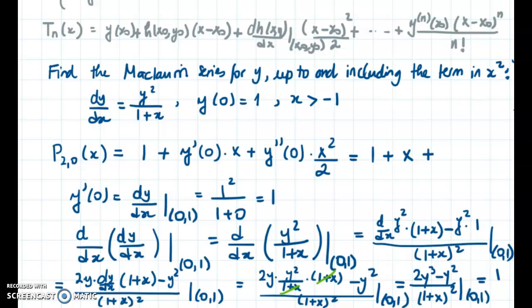So if we go back to our polynomial, the last term we are going to write is x squared divided by 2. So this is the Maclaurin series for the solution y, up to and including x squared. We did not attempt to find the solution y. We just have a polynomial of degree 2 that approximates it close to x equals 0.